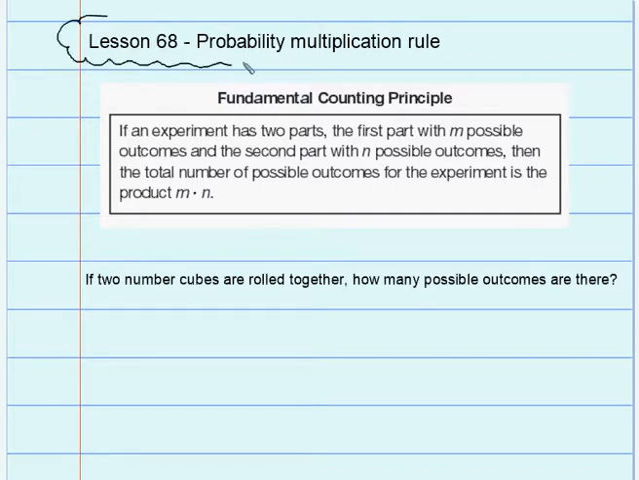Hi class, this is course 3, lesson 68, the probability multiplication rule.